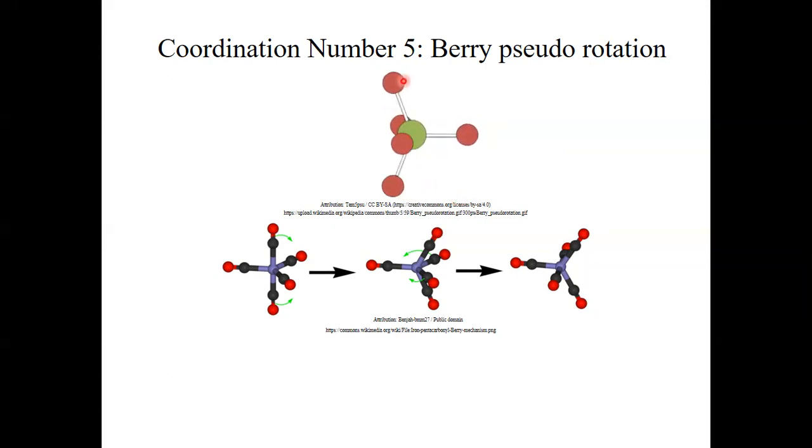You can, however, slow down this process by, for instance, going to lower temperatures, and then you can really resolve axial and equatorial positions. You can also slow down the Berry pseudo-rotation by using ligands that are very bulky. That also slows down the Berry pseudo-rotation and allows for the observation of axial and equatorial positions.